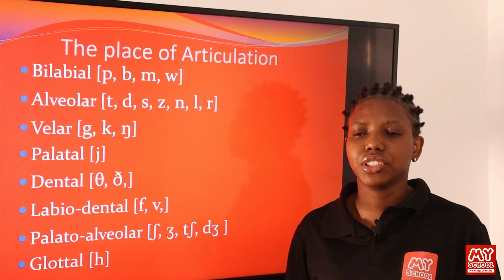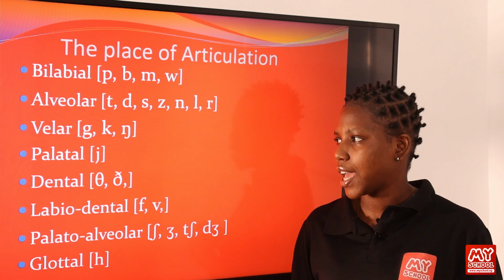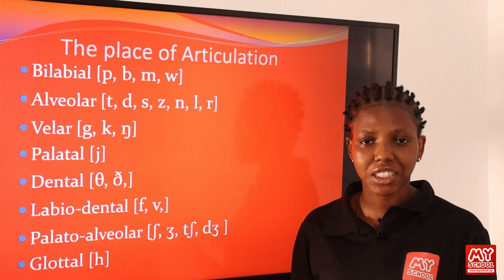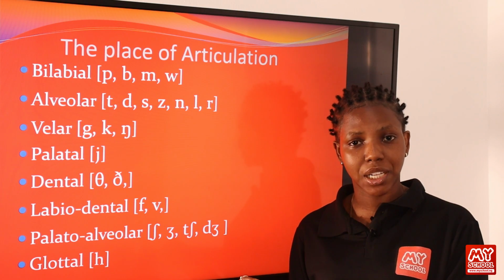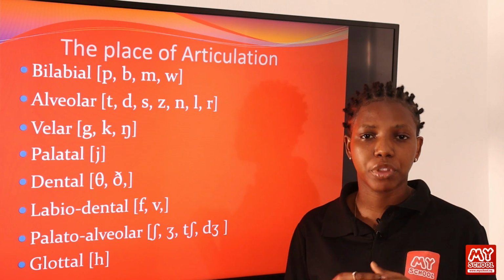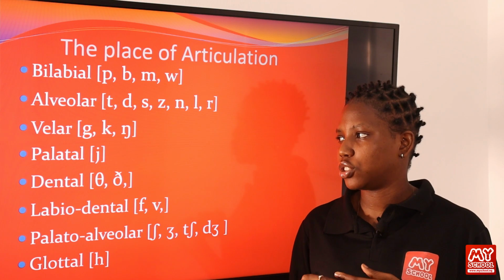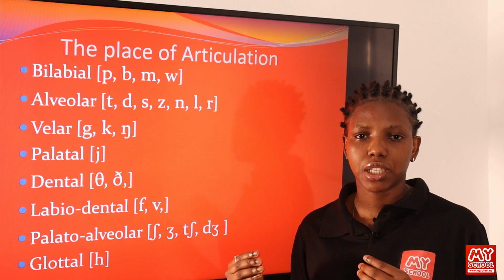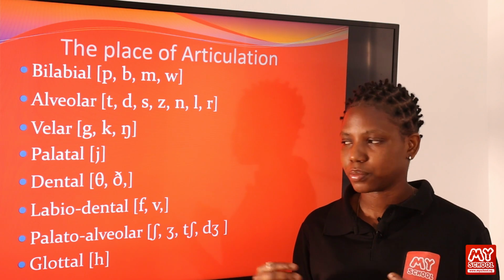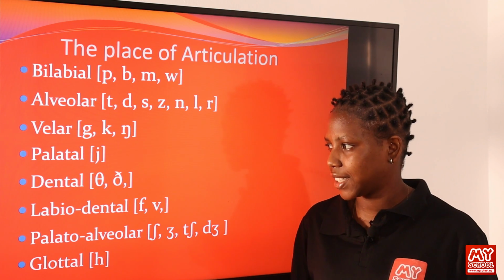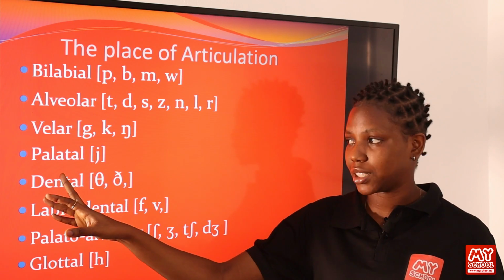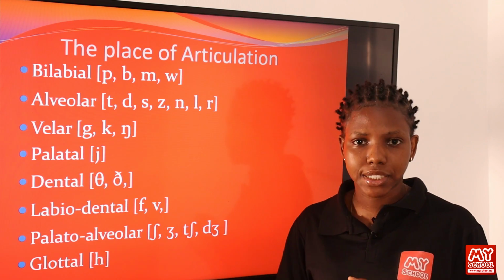Next is palatal. Palatal uses the front part of the tongue and the hard palate. So we have the soft palate and we also have the hard palate, both of which make up the roof of the mouth. So it uses the front part of the tongue and the hard palate. As you can see, we have only 1 sound under the palatal.